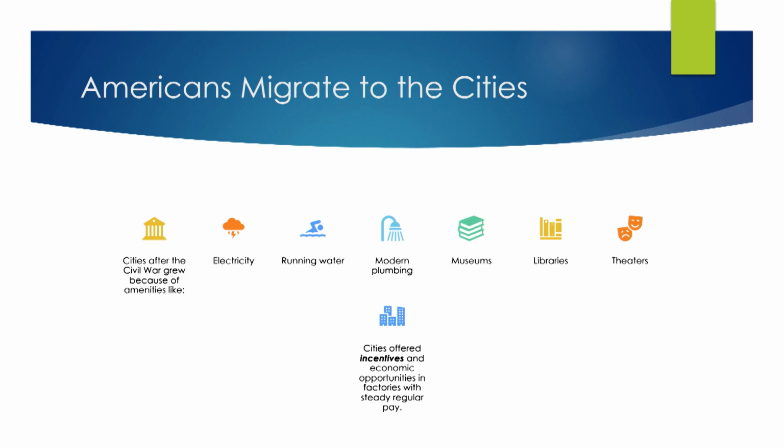One of the things that we want to tell you is that we're talking about amenities. Amenities, of course, were those extras, those nice little pleasant things that you get because of moving, in this case. Cities after the Civil War grew because of amenities like electricity, running water, modern plumbing, museums, libraries, theaters. And they offered incentives in some cases, or economic opportunities in factories, to work at a steady rate of pay. It was a little bit different, of course, than living on the farm.